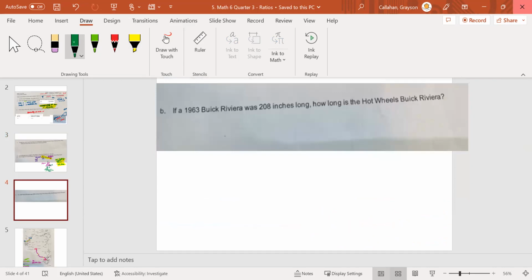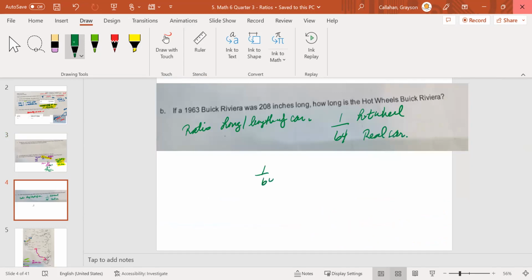The length. So remember your ratio. The length of car, right, is 1 to 64. Top is Hot Wheel, bottom is real car, right? 1 over 64. If a Buick Riviera, this is the real car, right? 208 inches. Keep in mind inches. You're not doing centimeters anymore. Where do you put the 208?